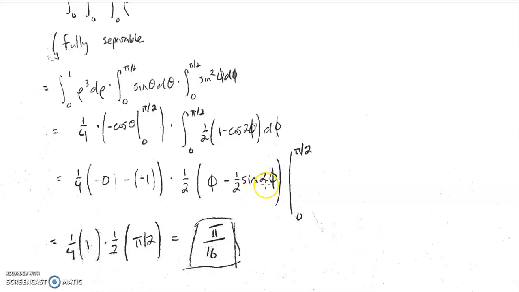The sine piece gets zeroed out at both these spots. Sine of 2 times pi over 2 gives me sine of pi, which is 0. Same thing with the sine of 0. And then the only other part is the phi, which is going to get evaluated to pi over 2 minus 0. So this whole integral gives me pi over 2. This half is that half. So I get this mess right here, which simplifies to pi over 16.